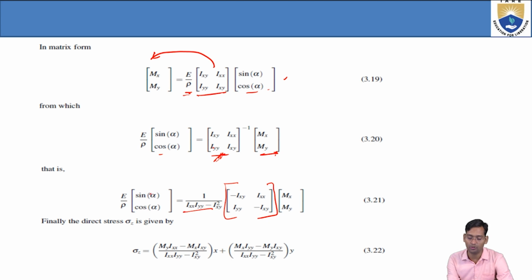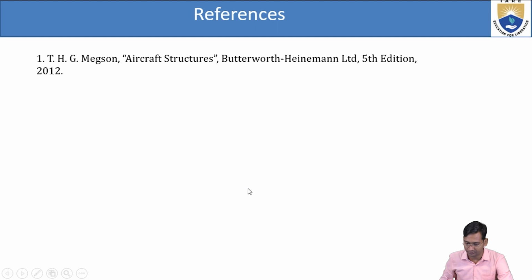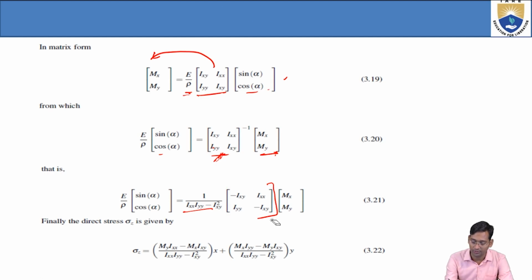So this is E by rho into sin alpha cos alpha equals 1 by the determinant of this matrix, Ixx Iyy minus Ixy square. Okay, so this is the determinant of this one.